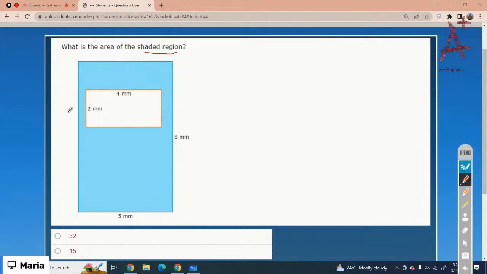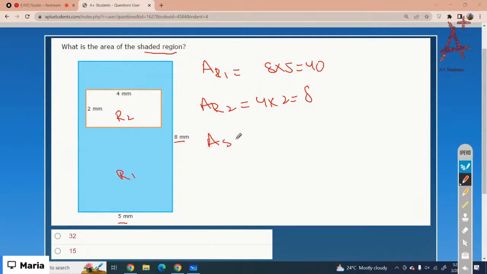Got it? So you need to calculate the area of both, it would be the rectangle 1 and the rectangle 2. Let's just calculate the areas for both the rectangles. Area of rectangle 1 is 8 times 5, that would be 40. Area of rectangle 2 is 4 times 2, that would be 8. Matthew, just write the question please. So the area of the shaded region would be 40 minus 8, that would be 32.